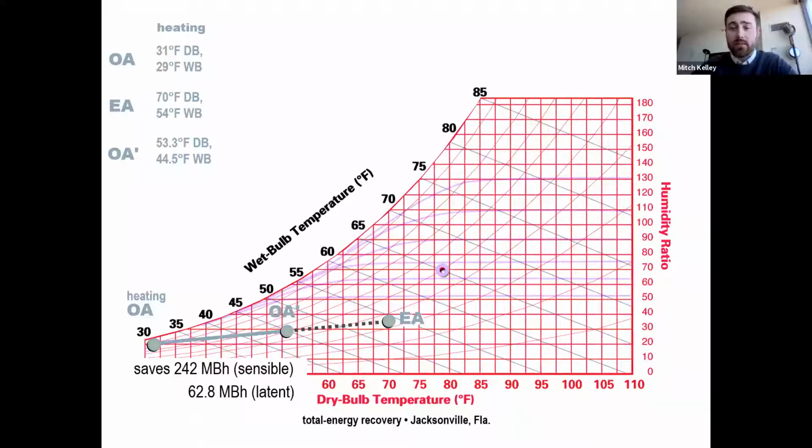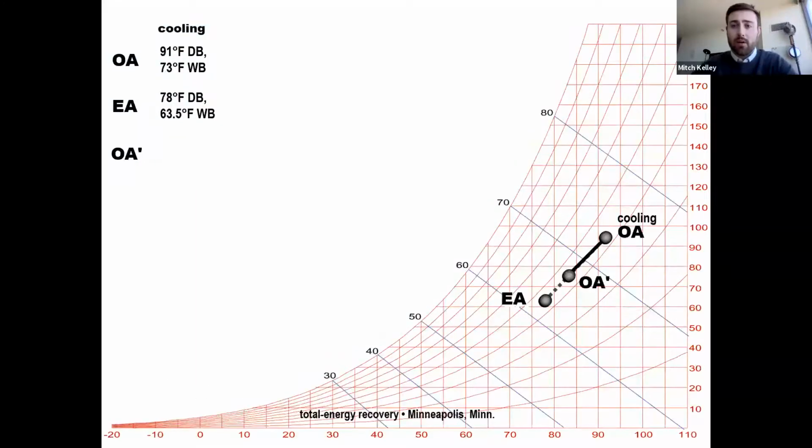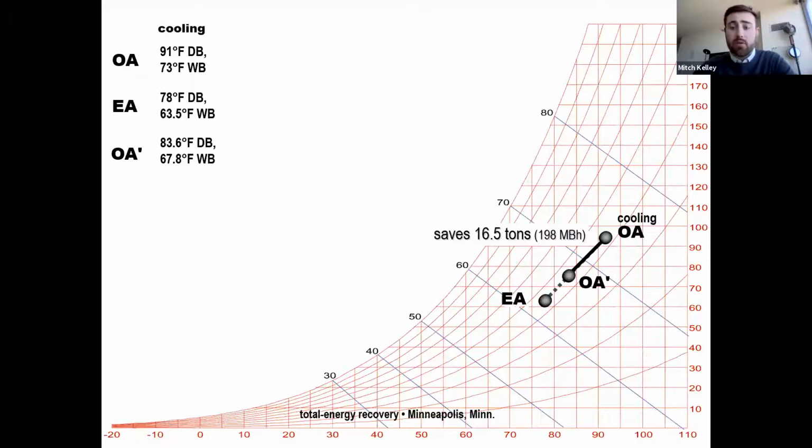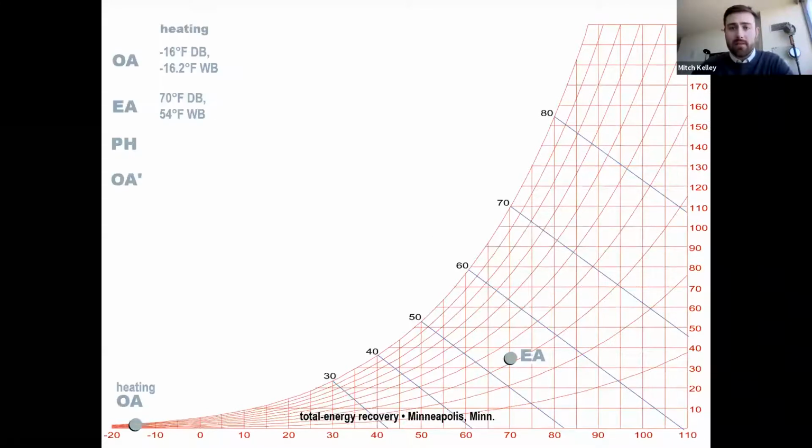If the HVAC system includes mechanical humidification, this results in an additional latent load reduction of 62.8 MBH. Using the same total energy wheel in Minneapolis, at cooling design, the wheel cools and dehumidifies the outdoor air to about 84 dry bulb, 68 wet bulb, and this reduces the cooling load by 16.5 tons in this case.